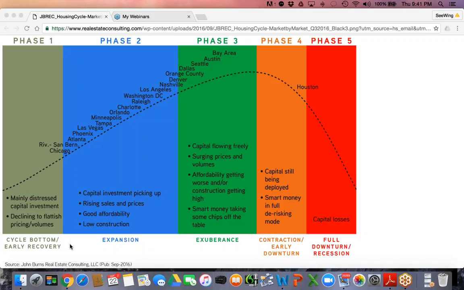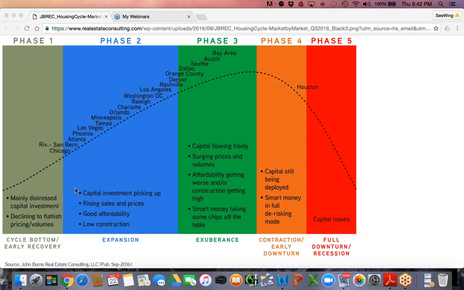Okay, now let's go over to phase two. Phase two is the expansion cycle, highlighted by capital investments picking up, rising sales prices, good affordability, and low construction. Some of these cities are currently in this phase two. Expansion, to me, is really very significant. This is a time to pull the trigger.